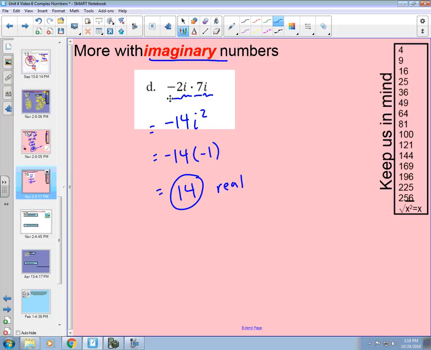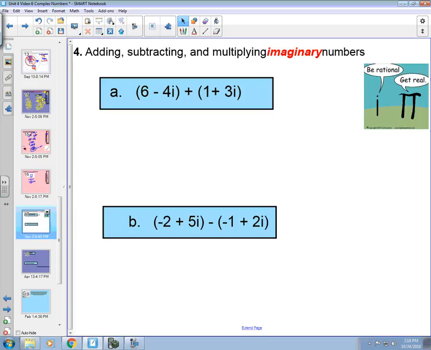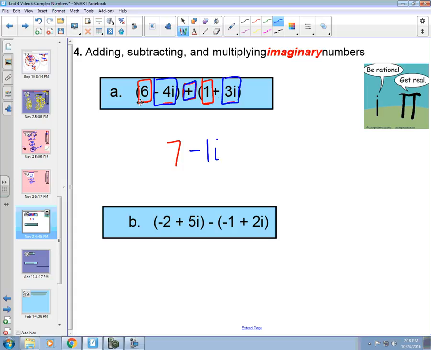All right, let's work with some complex numbers. Complex means we have both a real part, 6, and an imaginary part, -4i. What if we had that with another complex number with a real and imaginary part? Well, what you do with this is you just add the same parts together. We're going to add together the 6 and the 1, the two real parts. That's going to equal 7. Then we're going to add together the two imaginary parts. What's -4i plus 3i? Oh, that would be -1i. And that would be the answer.